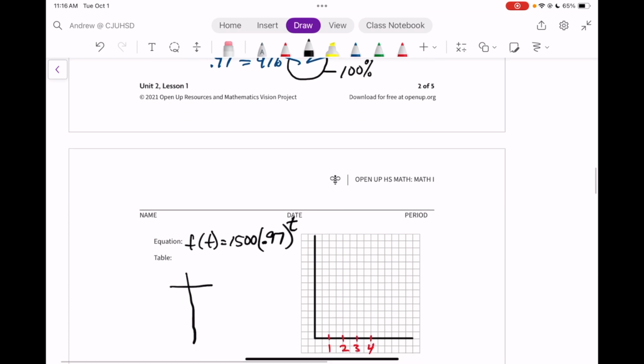Okay, so our table is going to start with 0 and 1,500. And we'll just do a couple of these. So now we're going to take 1,500 and multiply it by 0.97. That gives us 1,455. Now we're going to take 1,455 and multiply it by 0.97, and we get 1,411.35. Not really sure we need to round that precise because, well, look at the scale.